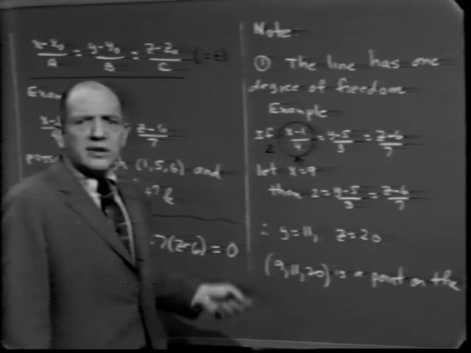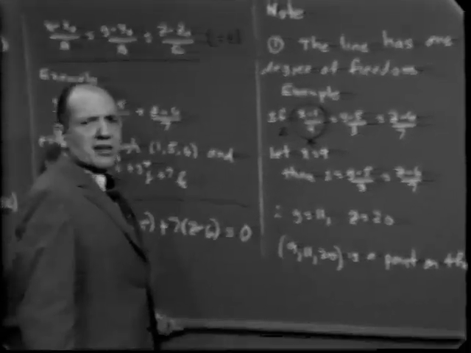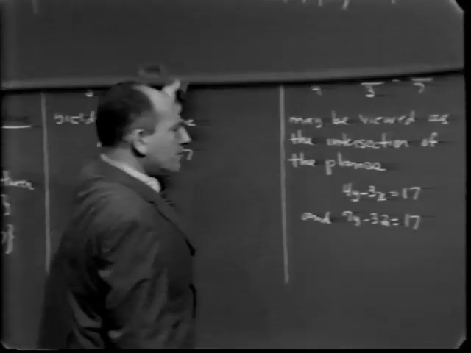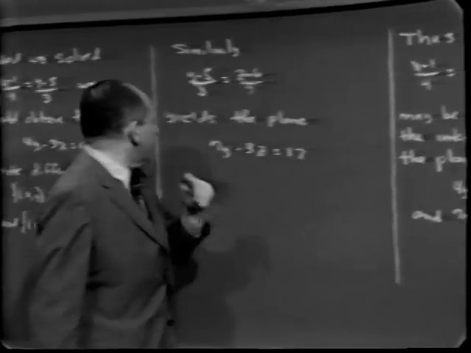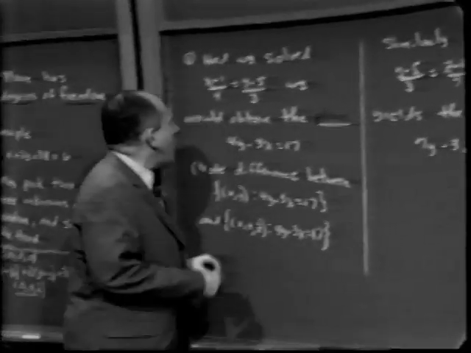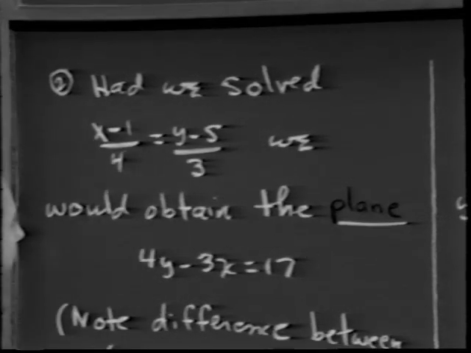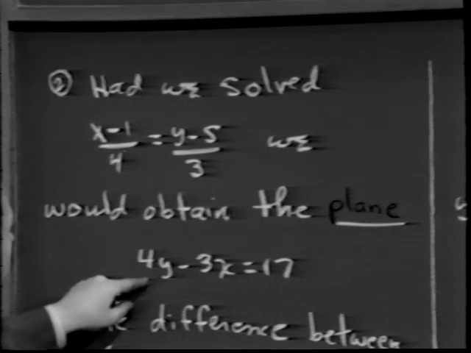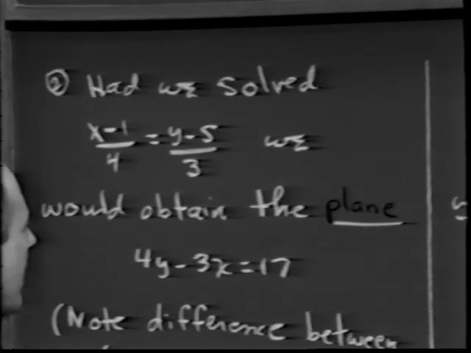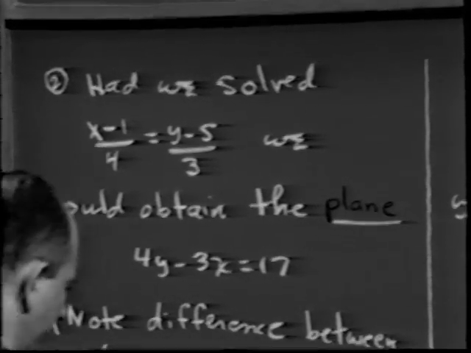But rather than give you a negative answer, let me give you a positive one. Let me close today's lesson with this particular illustration. Suppose we had solved (x - 1)/4 = (y - 5)/3. What we would have obtained is the equation 4y - 3x = 17. Now this is very dangerous.